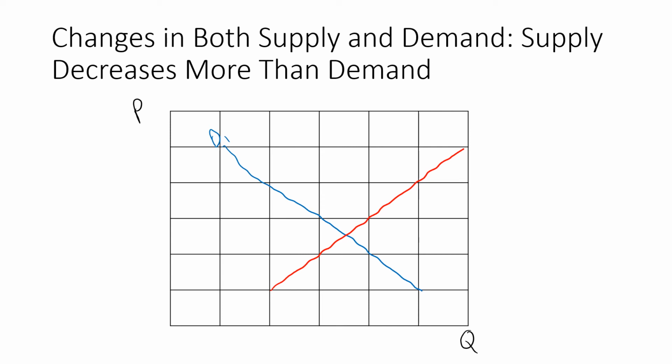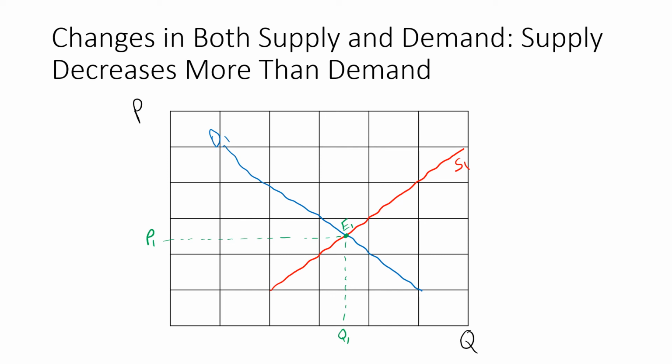Now notice I ended up with a point that's in the middle of one of my boxes. That's fine. That's not a problem. This is supply 1. We're going to identify our starting equilibrium point, E1. Some dashed lines indicating our quantity, and then some dashed lines over here to our y-axis, our price axis, and this gives us price 1. All right.